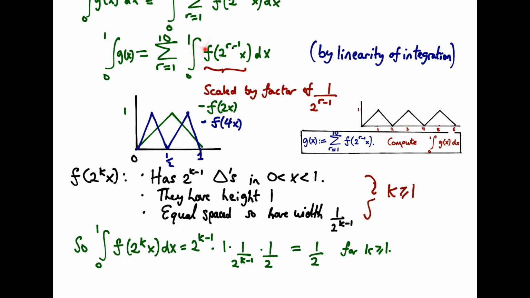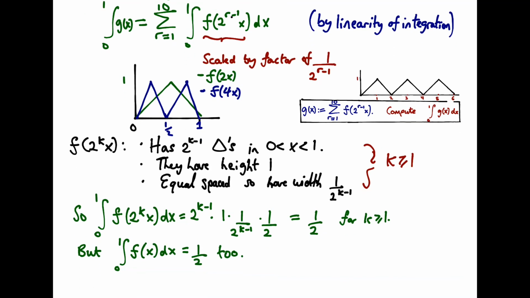Because in our expression, r equals 1 gives us a 0 here. But when k equals 0, this is exactly the original graph of our function, and the integral from 0 to 1 is precisely the area of this half triangle, which has base 1 and height 1 as well. So this also has area a half. So we know that this is equal to a half for all values of k.